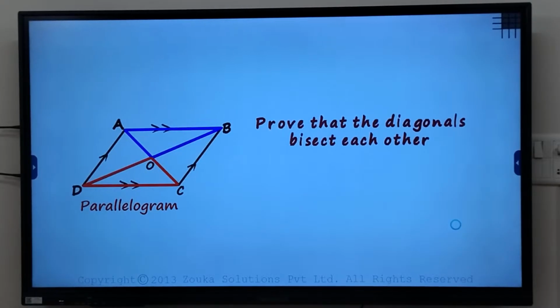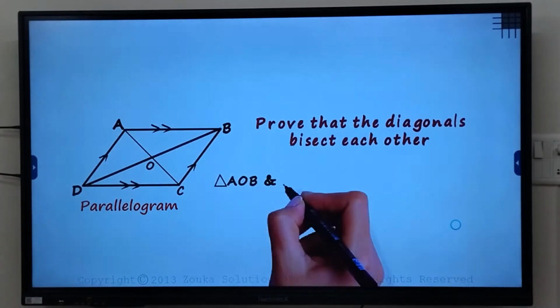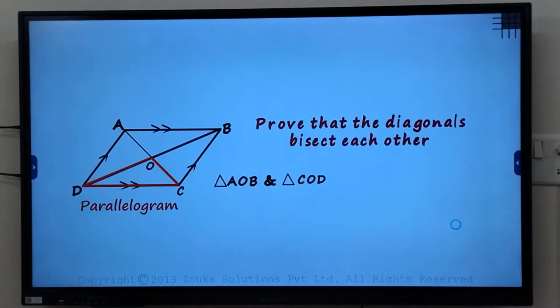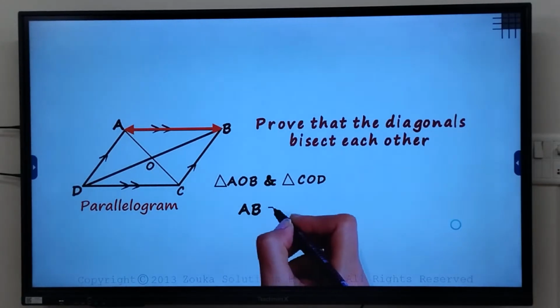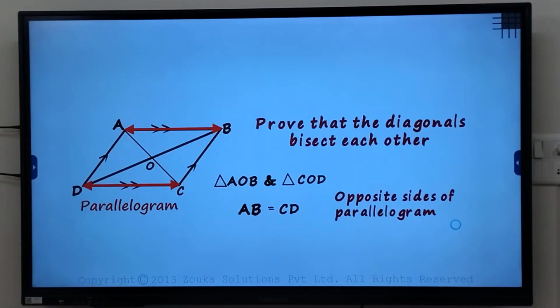If we prove these two triangles congruent, we will accomplish our task. Corresponding sides will be equal and this will be proved. So we look at these two triangles, triangle AOB and triangle COD. This side is equal to this side because they are opposite sides of a parallelogram. AB is equal to CD.